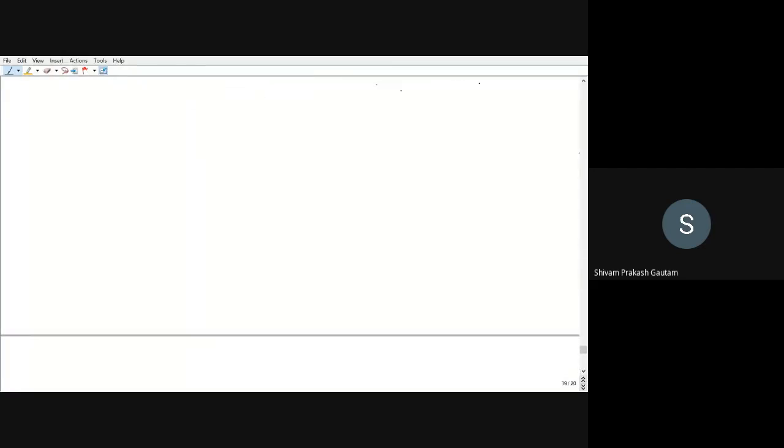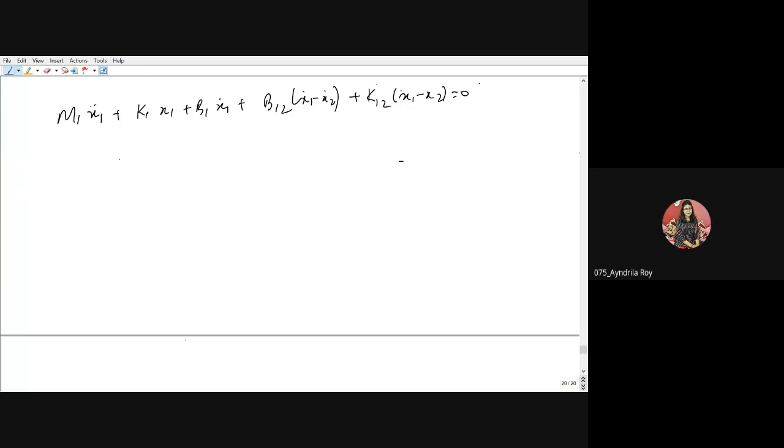So again, now we will see the force-current analogy. Let me write the equation again. M1 x1 double dot plus k1 x1 plus b1 x1 dot plus b12 (x1 dot minus x2 dot) plus k12 (x1 minus x2) equals force, and similarly equation 2 with M2, b2, x2 dot. Just wait a few seconds, I will complete this.